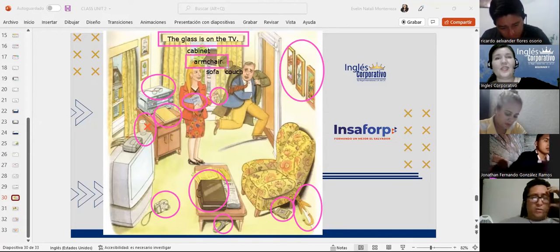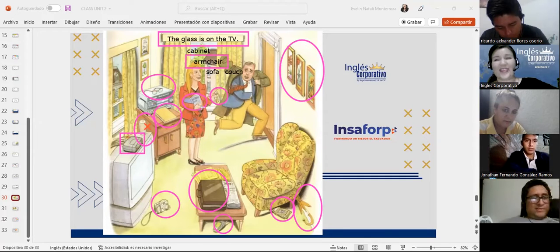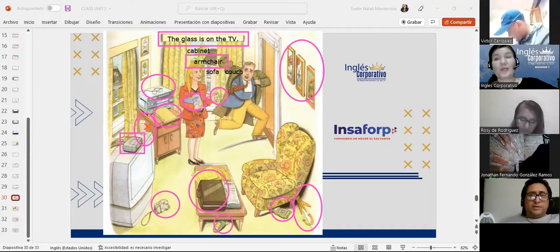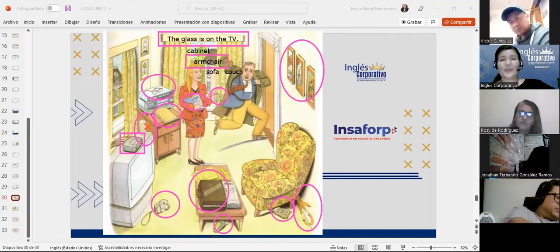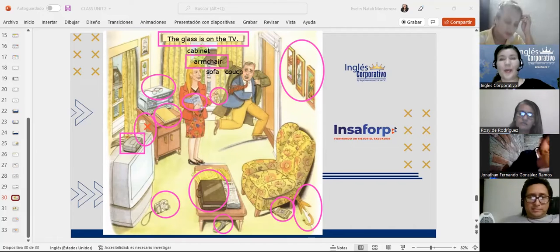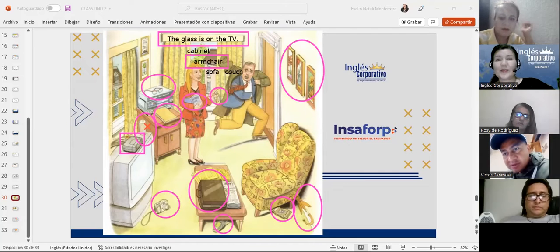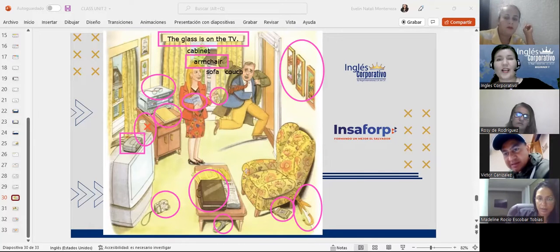The home box is correct. The home box, this one, it's correct. The cable box. The cable box is over the TV. Yes. The umbrella is over. Teacher, yes. Where is the umbrella? Next to the sofa. Yes.